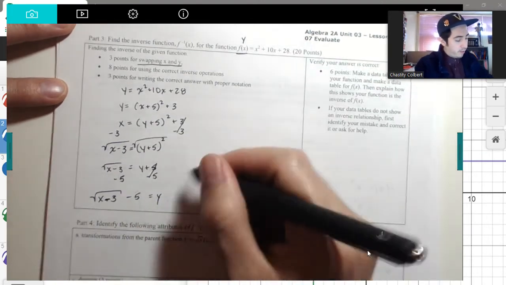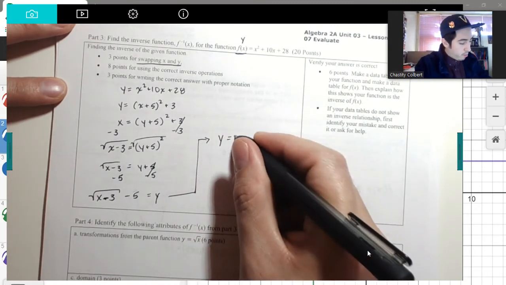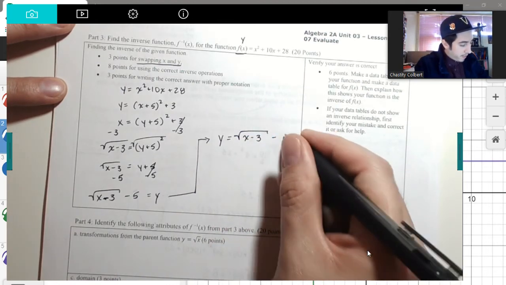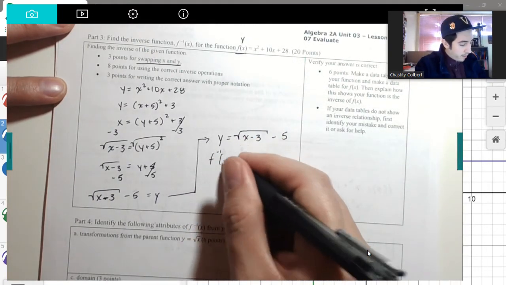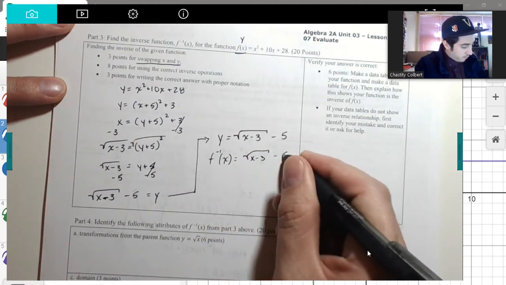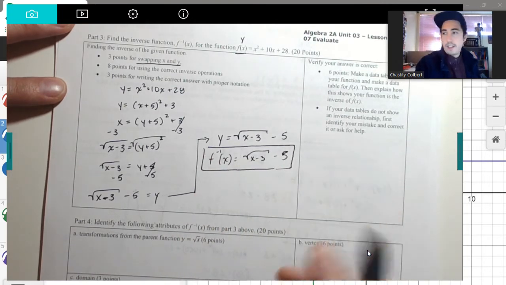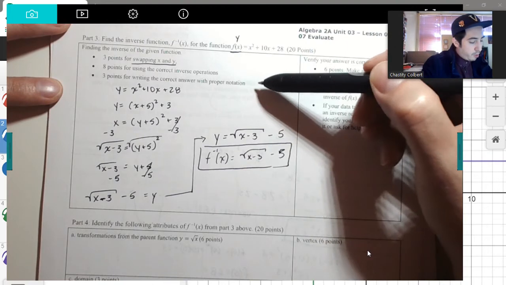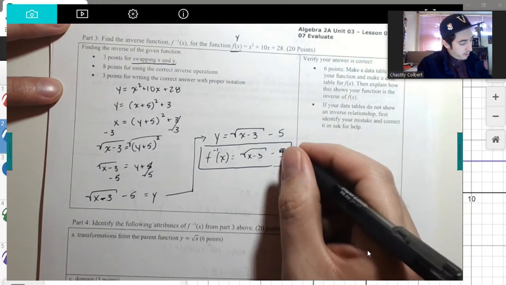I'm going to rewrite this over here now, the normal way. y equals the square root of x minus 3, all of that minus 5. And then now I can rewrite this as f inverse of x equals the square root of x minus 3 minus 5. Right, there is the inverse written in function inverse notation. Right, so 8 points for using correct inverse operations. We did that. 3 points for writing the correct answer with proper notation. We did that. This is a 5, by the way.